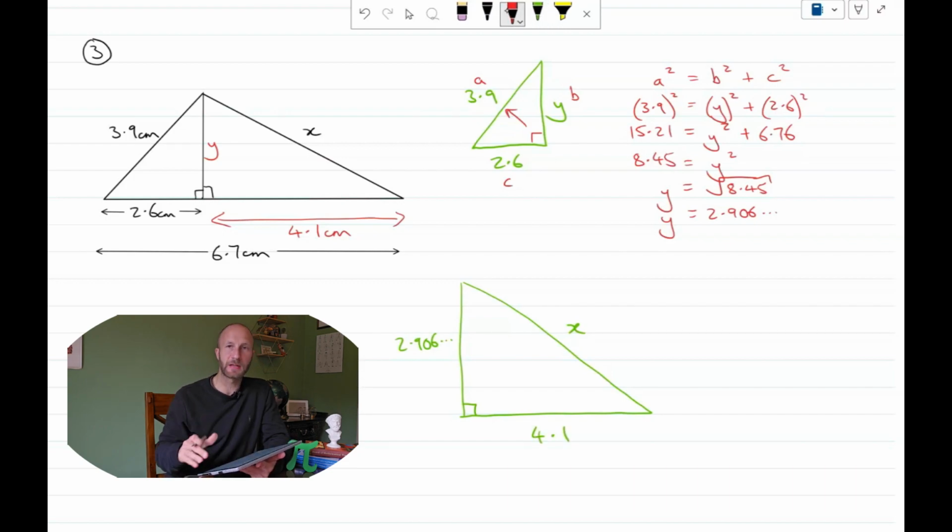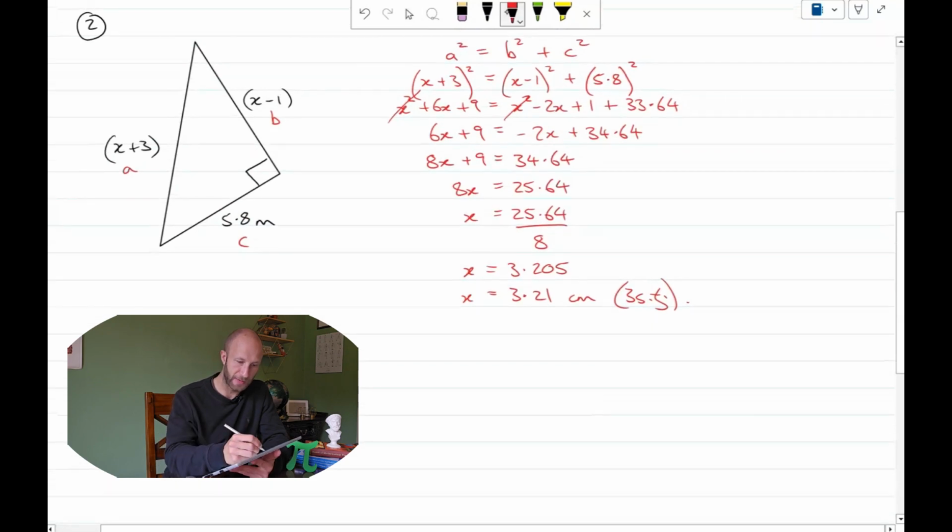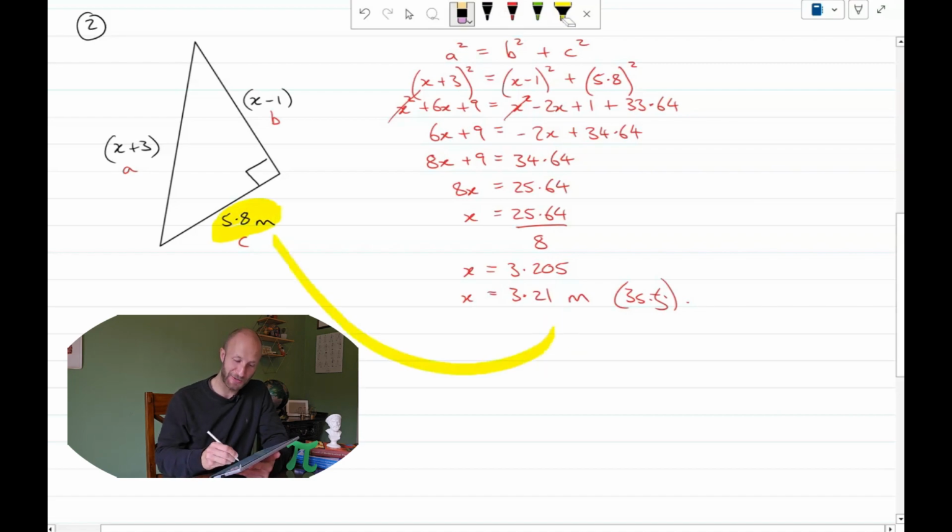And I'm not using units here because it just complicates things. I know that I'm going to write centimeters at the end. In fact, I tricked myself on this one. This one was meters. I threw that in to throw you, and I threw myself. So just be careful that you pay attention to the units in the question.